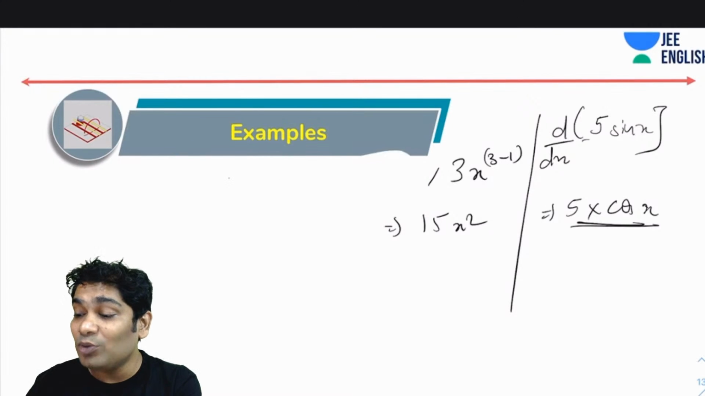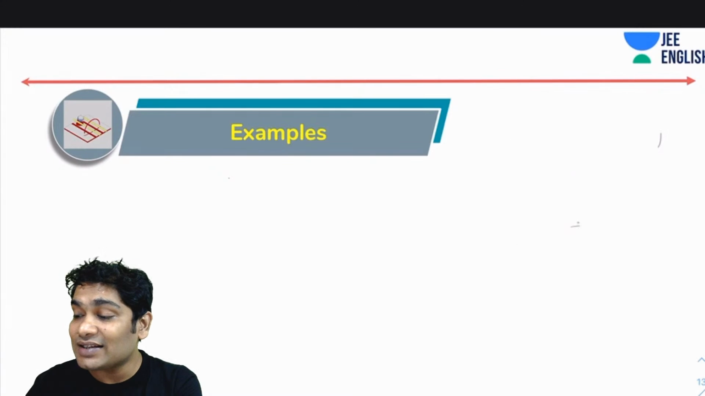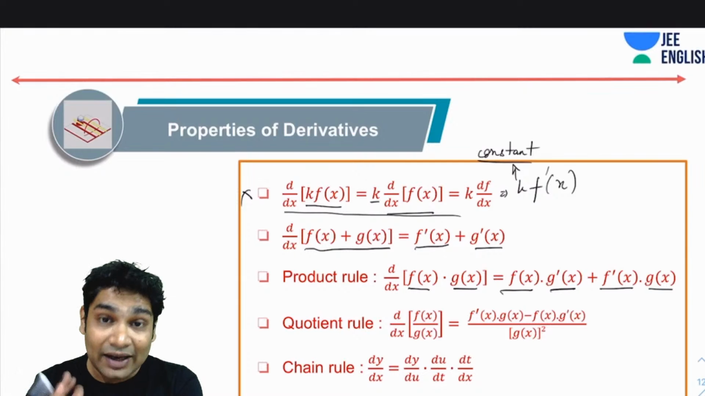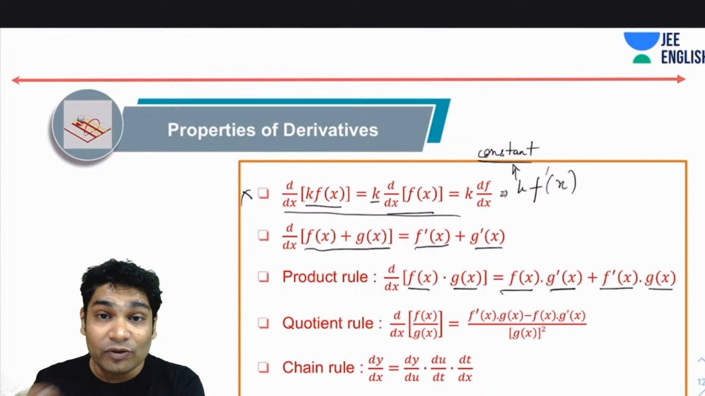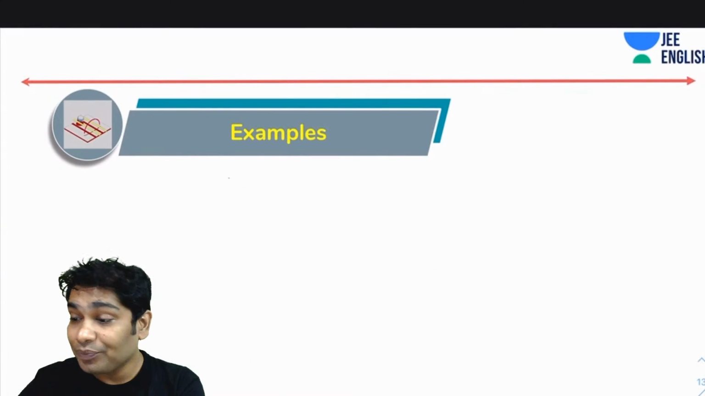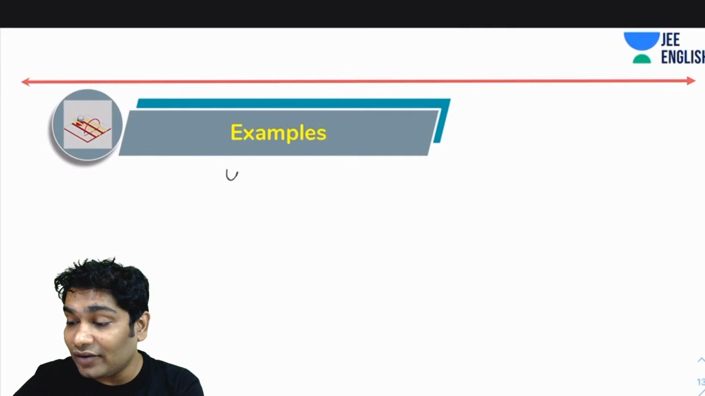Now, similarly, let's move over to the next example. And let's take a case relating to the next example. The next thing that I told you was that if a function is defined as sum of two functions, then the derivative of such a function is defined as sum of the two derivatives. All right. So let's see how we can find such a thing.